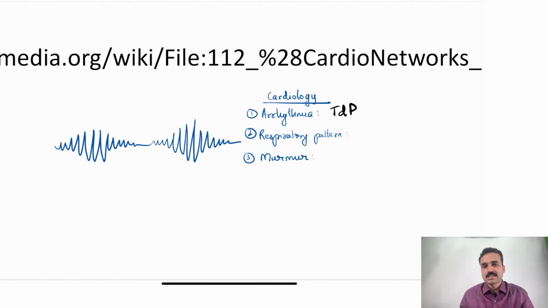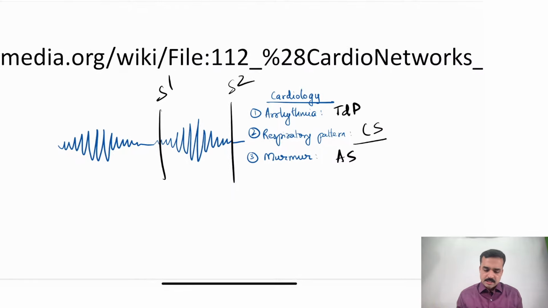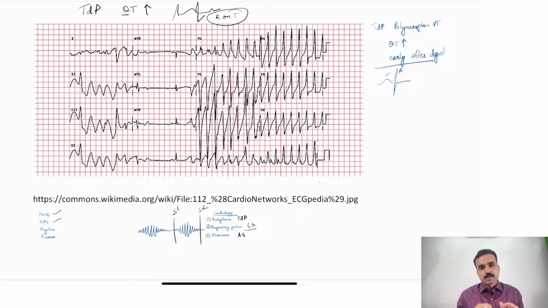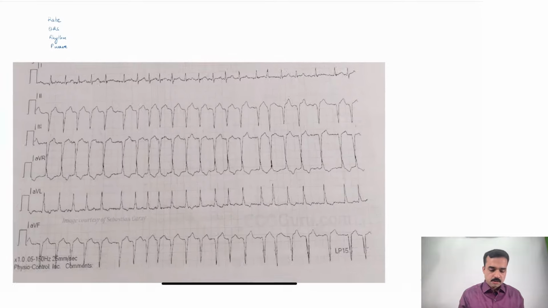So crescendo, decrescendo intensity of murmur. You would have to place S1 here and S2 here. Then it will make aortic stenosis. Very good. You guys are doing an excellent job. So remember this pattern when you see on an ECG twisting around the central baseline, that is Torsades de Pointes. Wide complex tachycardia, always think of ventricular tachycardia.